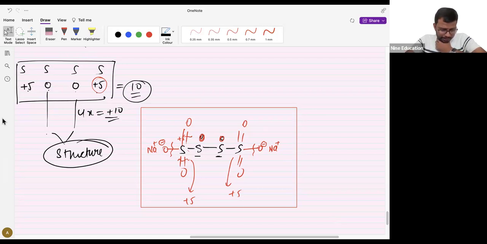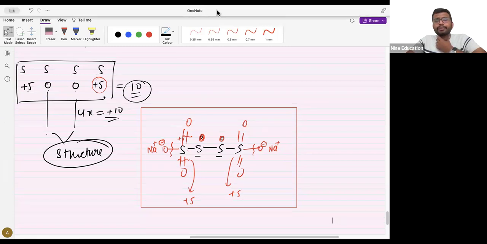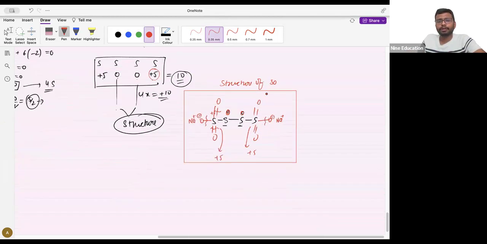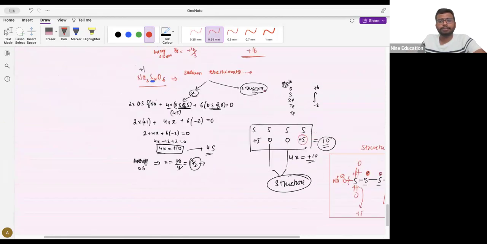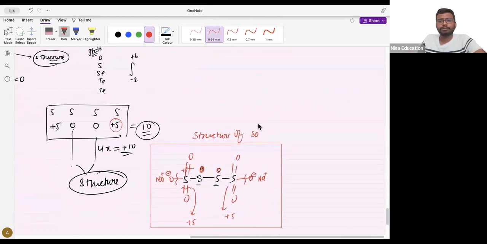Write yes or no in the chat box. So this is the structure of sodium thiocyanate. And this is the structure of sodium tetrathionate.